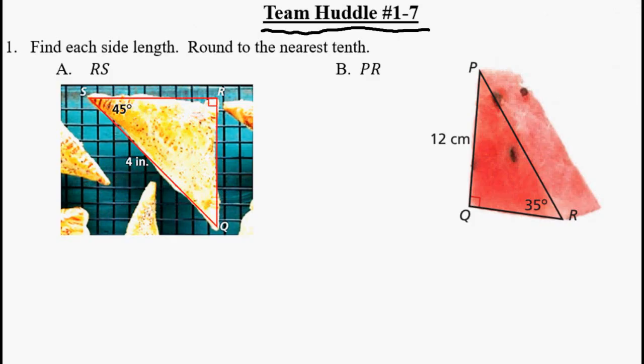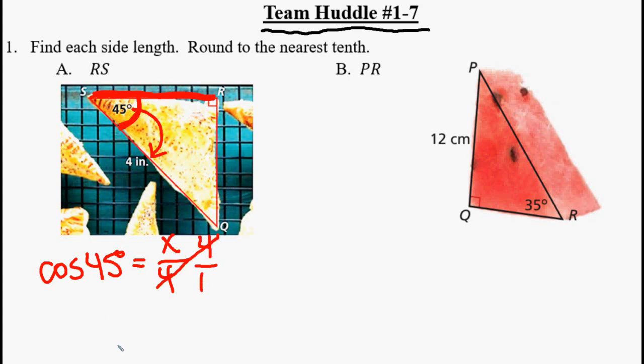Okay, in the first one here, we want RS. So that's this side up here. That's the adjacent side to this 45-degree angle, and we have the hypotenuse. So I ask myself, what trig function deals with adjacents and hypotenuse? That's cos. The cos of 45 degrees is equal to the adjacent side, let's just call it x, and put that over 4. Now to get x by itself, it's as easy as multiplying both sides by 4.